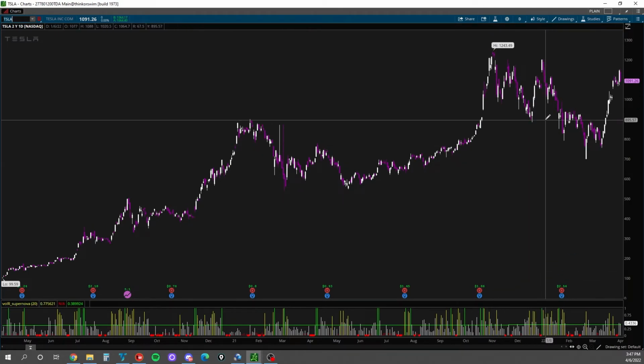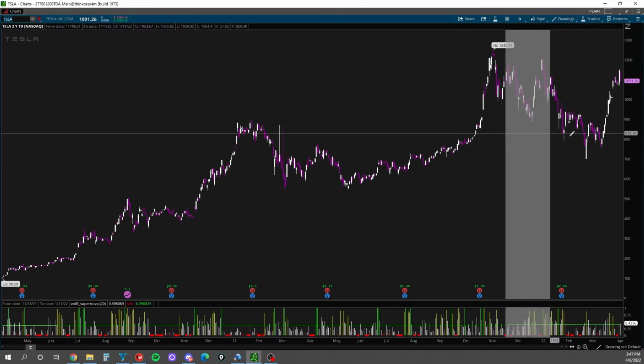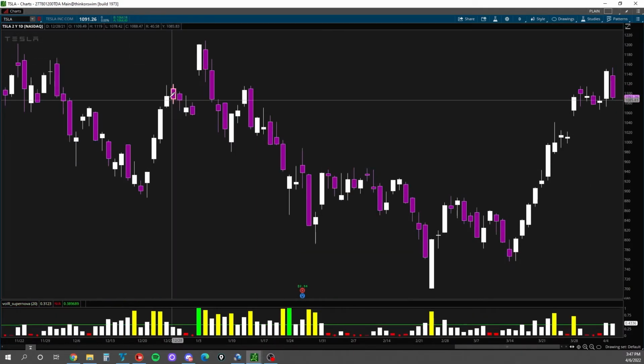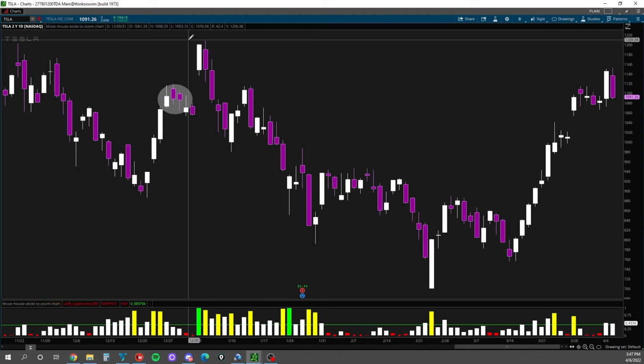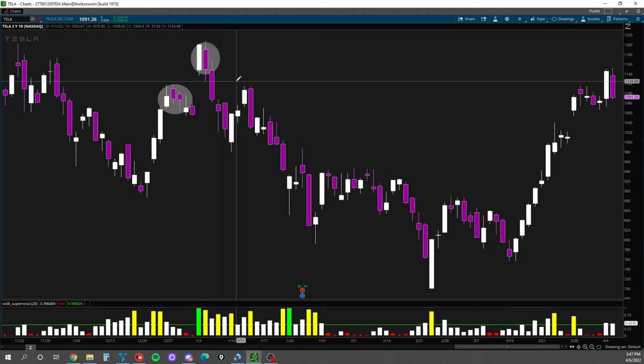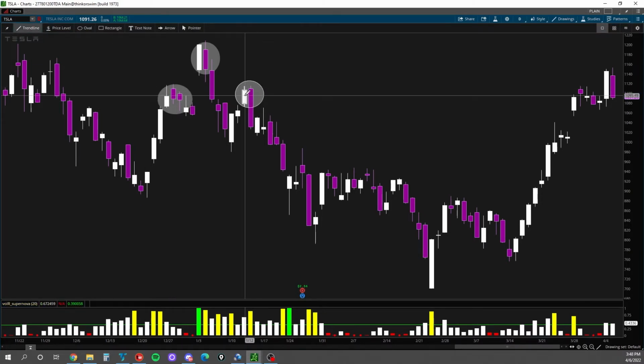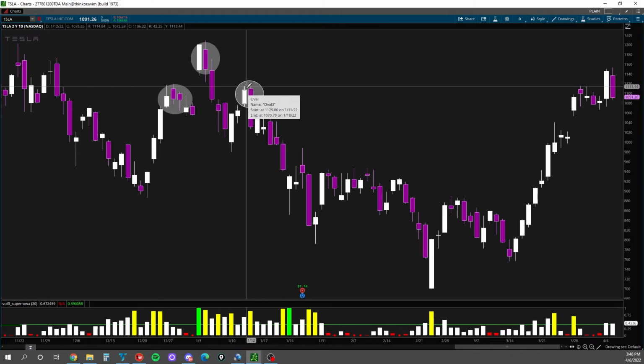So this is Tesla, and for the last rally that we have, now that we know what we're talking about, you can clearly see that this was the left shoulder, this was the head, and this was the right shoulder. These are almost identical. Then you have a double top right here, and a double top right here almost.